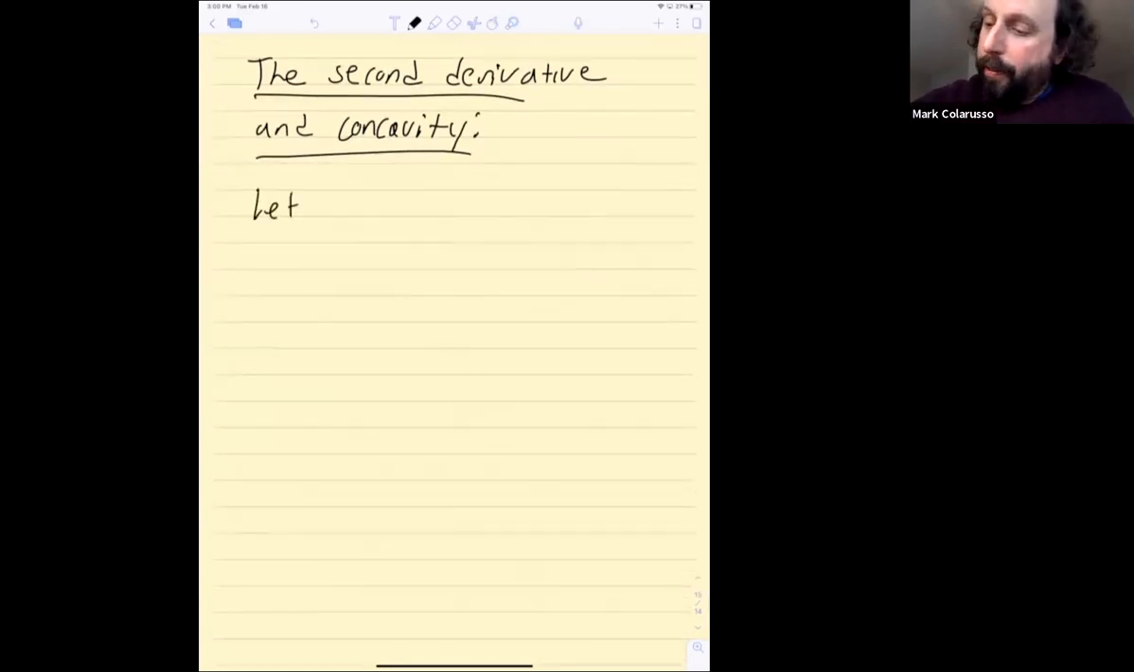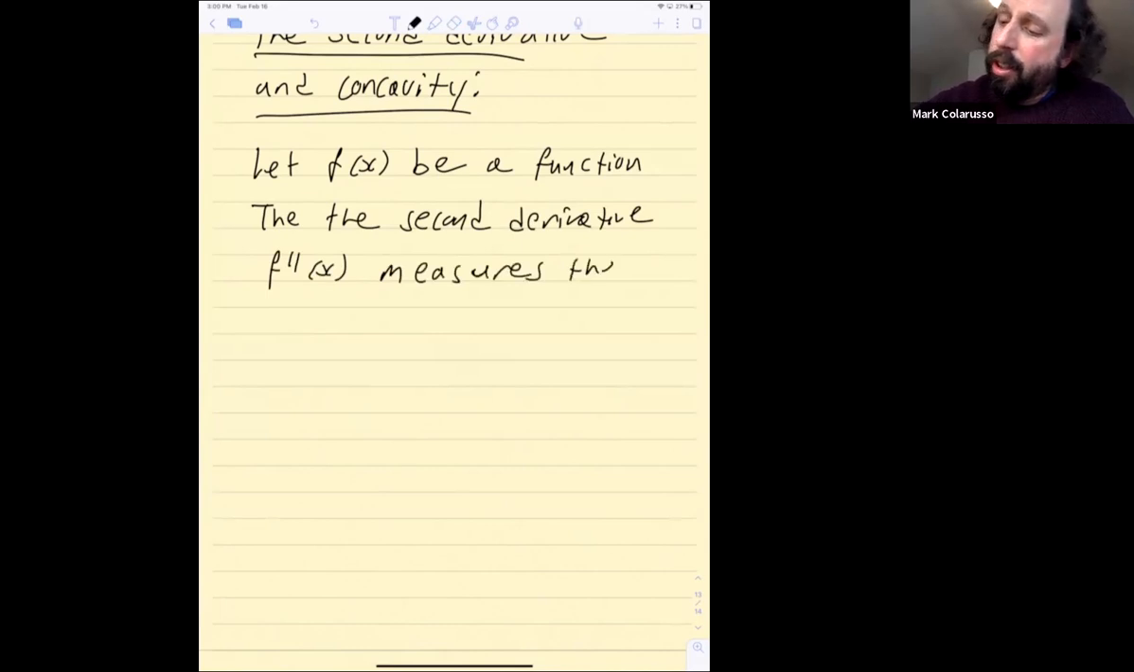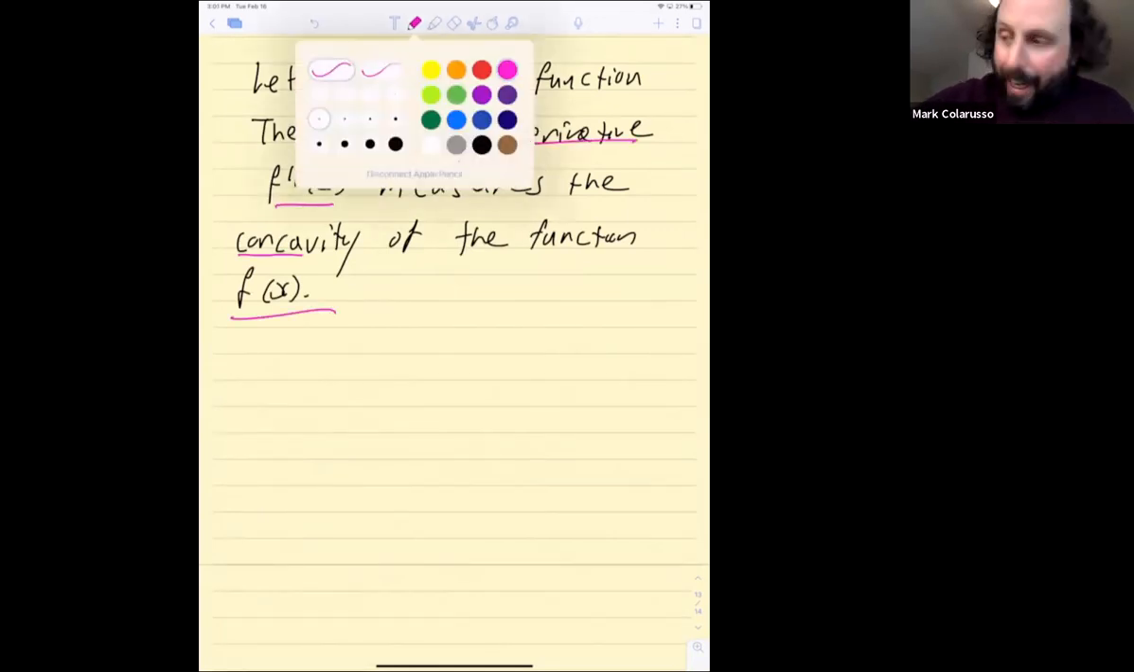So let f(x) be a function. Then the second derivative, I'll write it this way, f double prime of x, measures the concavity of the function f. It measures the concavity of f.